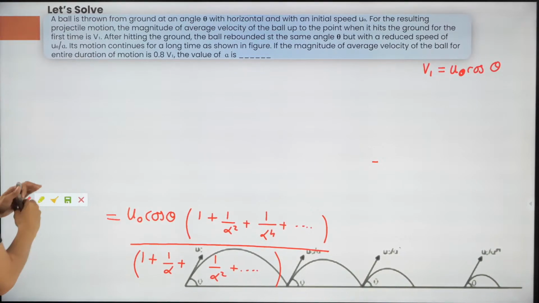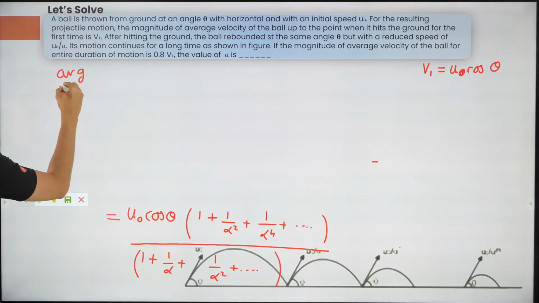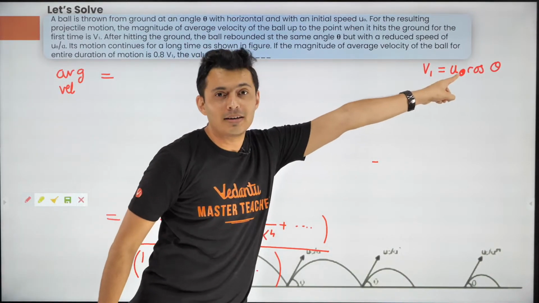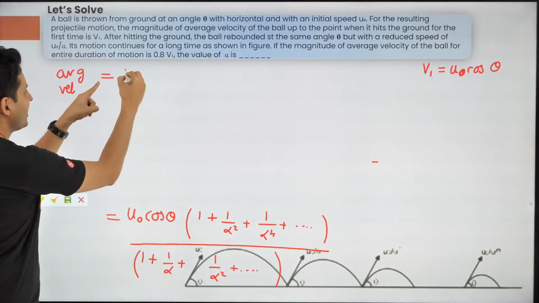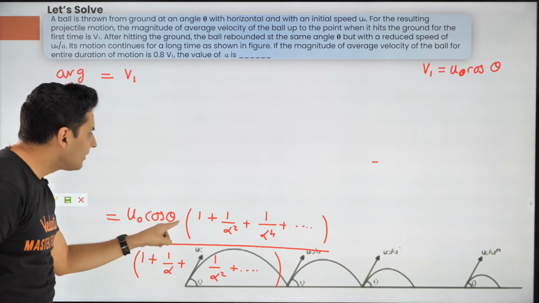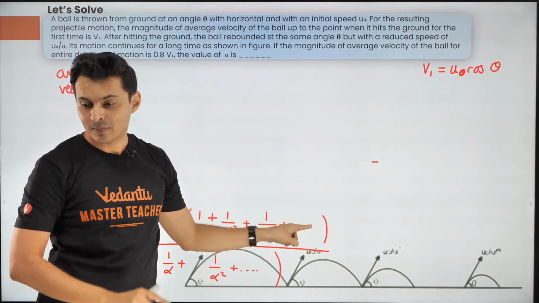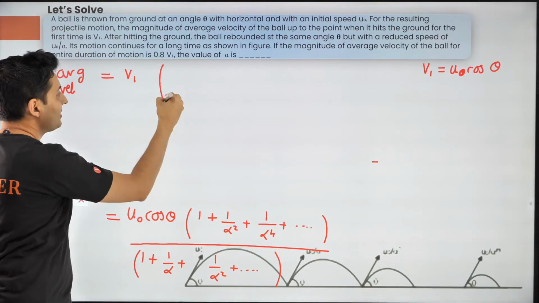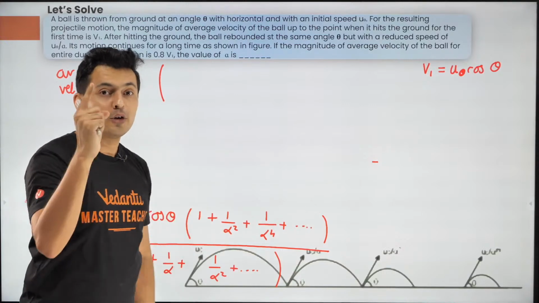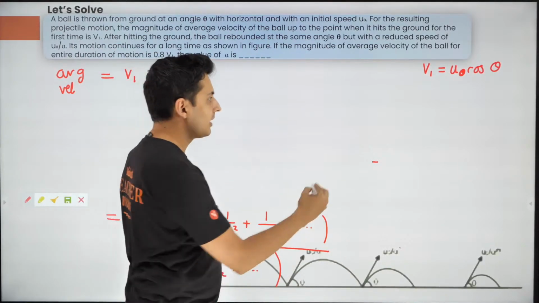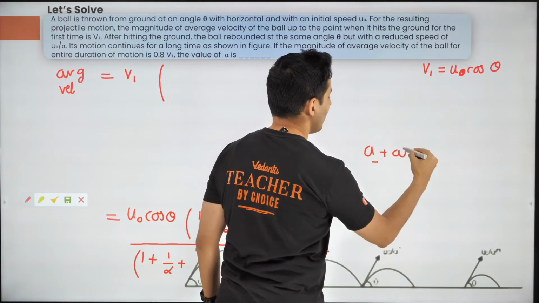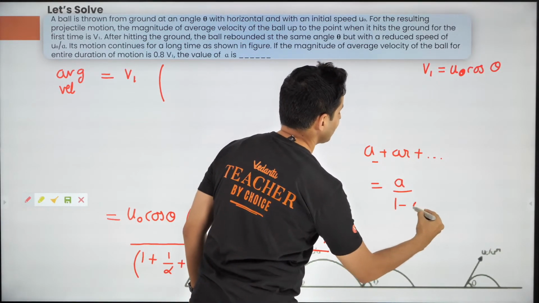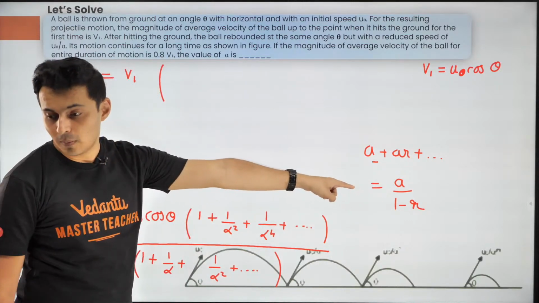So average velocity will be equal to u naught cos alpha. I just told you what it is. It is v1, just this one. And this one, it's a GP series. Yes Sakti, got it. Infinite GP. And what is the sum of an infinite GP? Remember, if it is a GP, a plus AR plus like that, the sum till infinite is a upon 1 minus R. What is R? The common ratio.